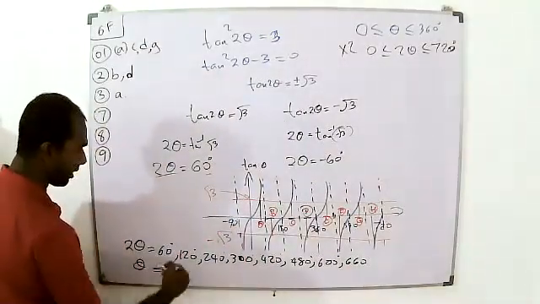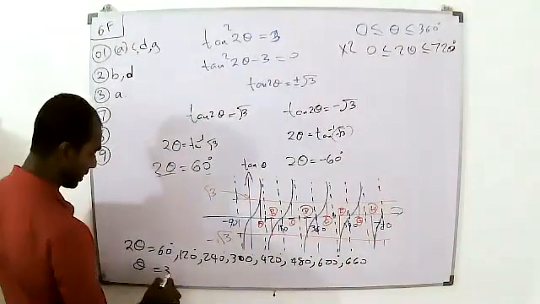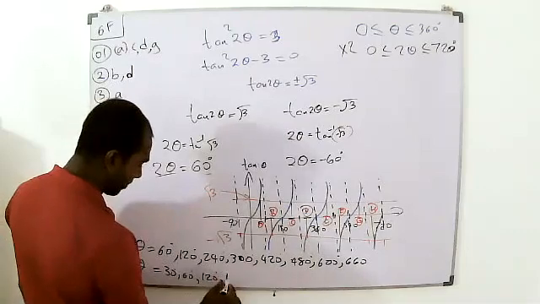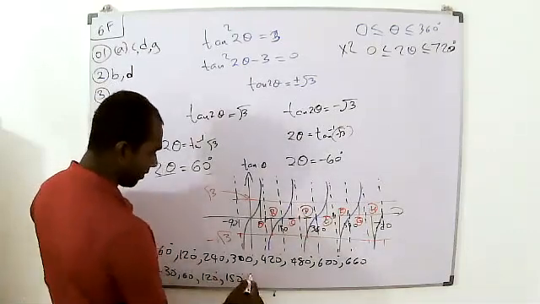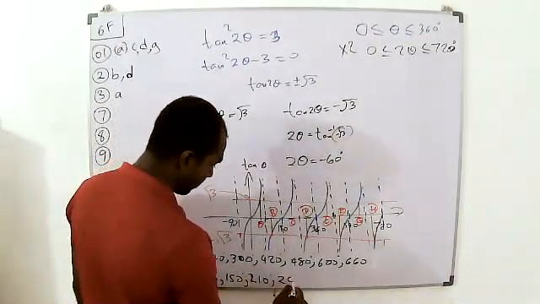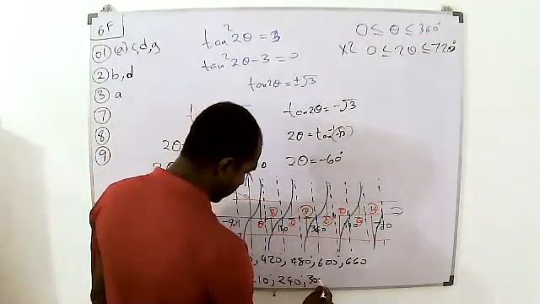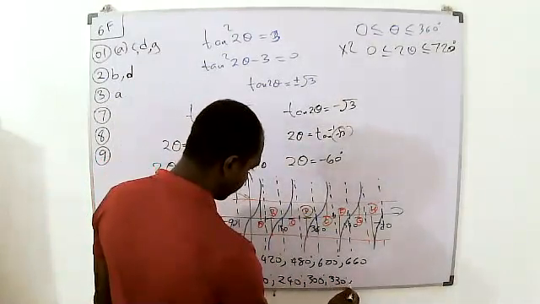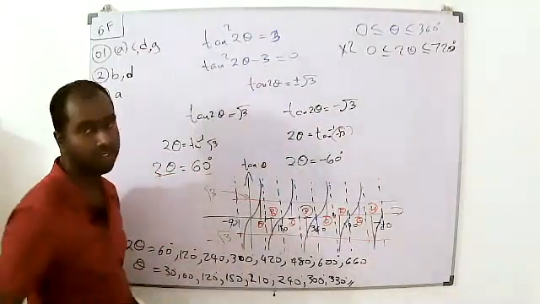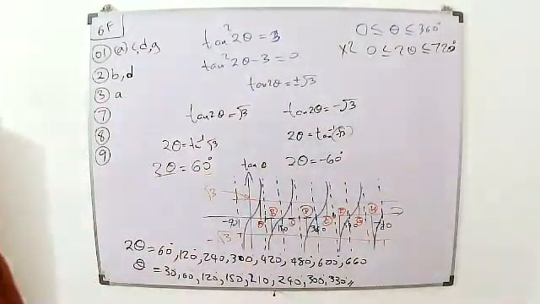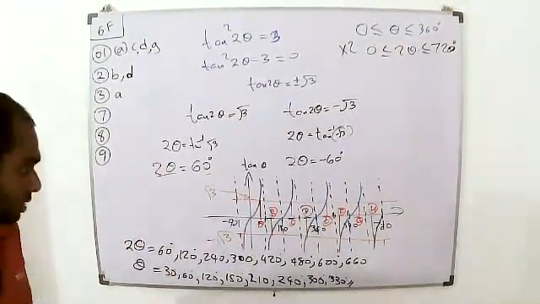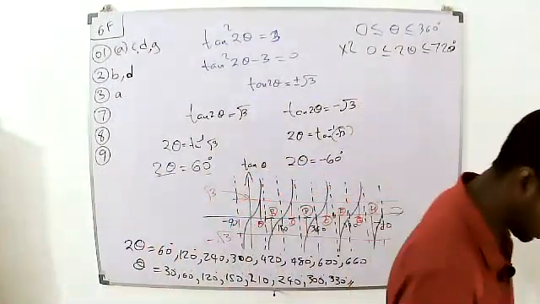So theta means dividing all these by how much? 2. So 30 degrees, 60 degrees, 120 degrees, 150 degrees, 210 degrees, 240 degrees, 300 degrees, and 330 degrees. If you substitute any of these values, this equation is going to be satisfied. Understood? I don't think it is hard. It's just identifying. There are so many solutions.